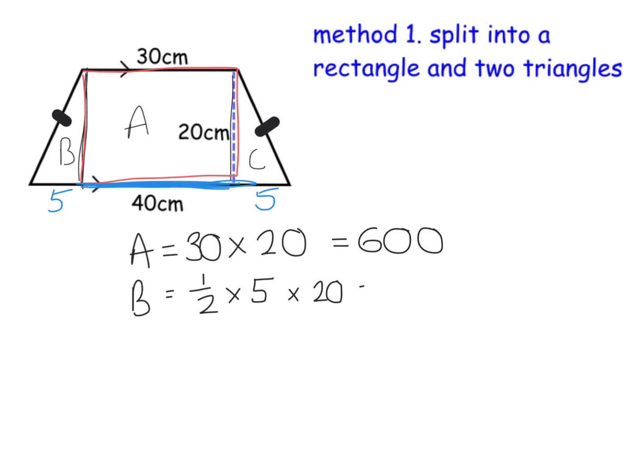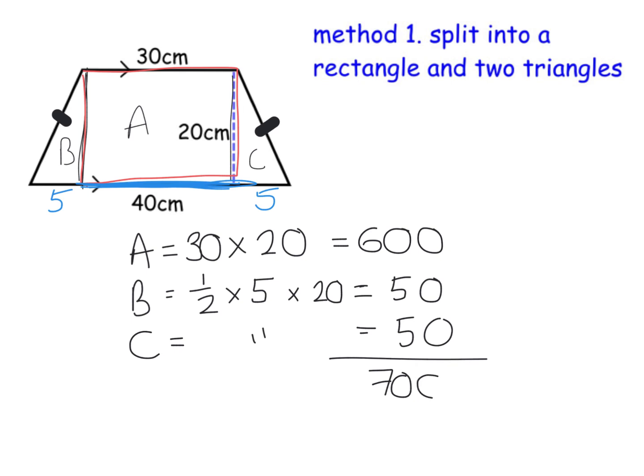So I'm going to find the area of that triangle. So a half of 5 times 20 is the same as 5 times 10, or half of 5 times 20, which is 100. Either way, that triangle is 50. Triangle C is the exact same sum as above, so that's also 50. And the total area, when I add these all up, is 700.